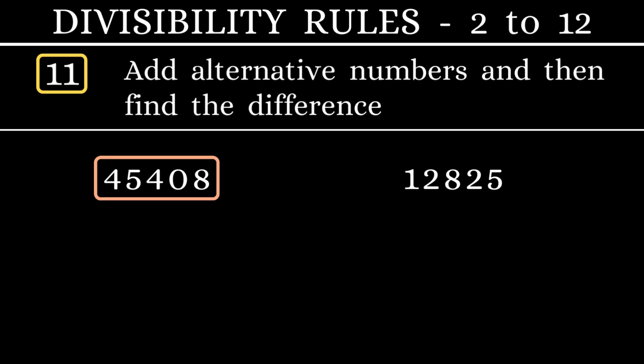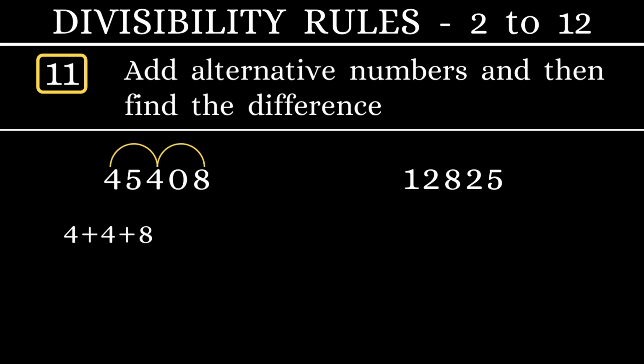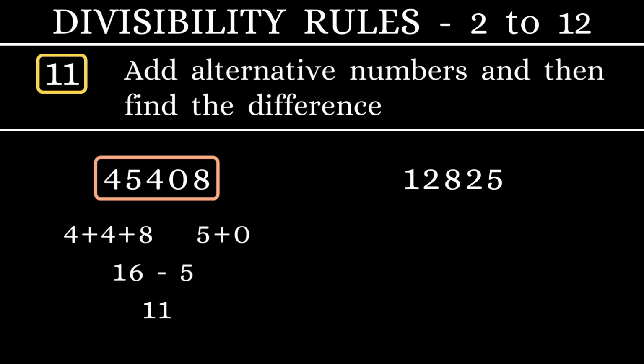First example, 45,408. First, let us add these digits. 4 plus 4 plus 8, 16. Then, let us add the remaining digits 5 and 0. We get 5. Now, we have to find the difference. 16 minus 5 is 11, which is a multiple of 11, and hence the given number is divisible by 11.